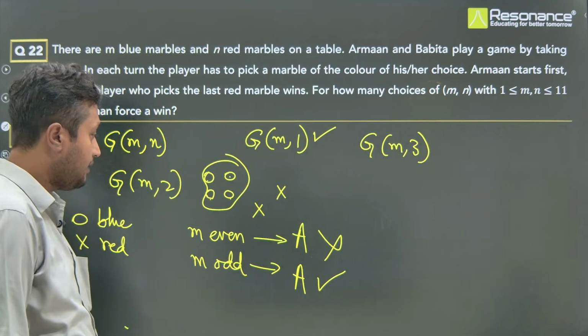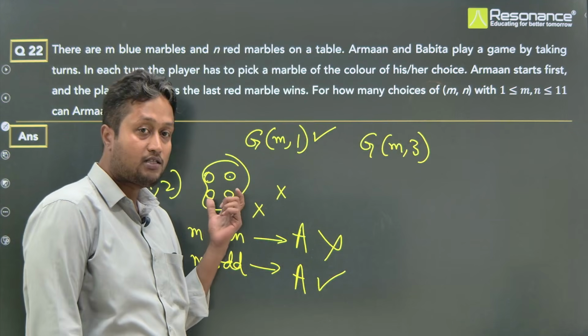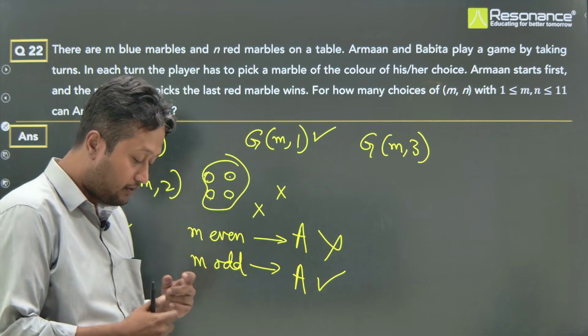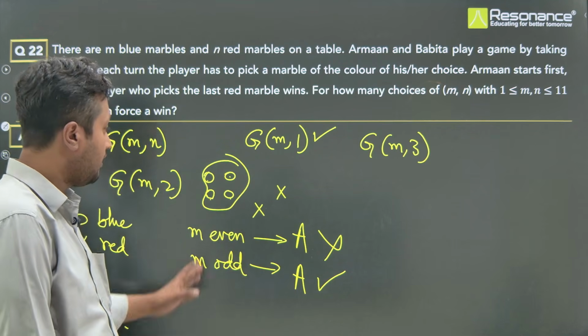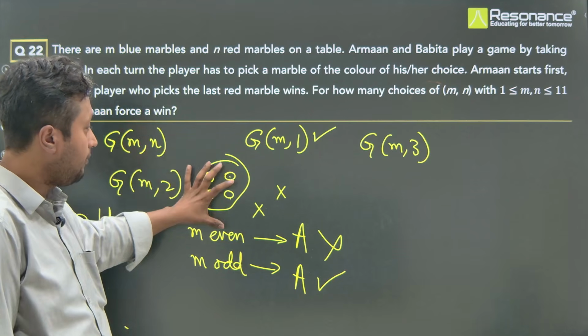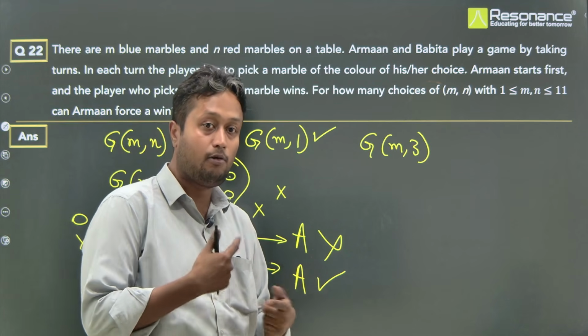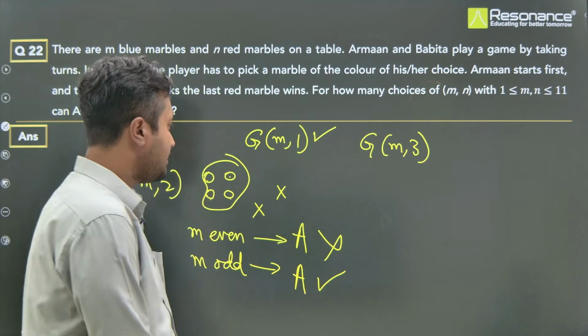But what's going to happen is the blue marbles are only there to stall the game. Basically, the right strategy for Arman, in fact for both of them, would be to finish up as many blue marbles as they can. So let's think about that.